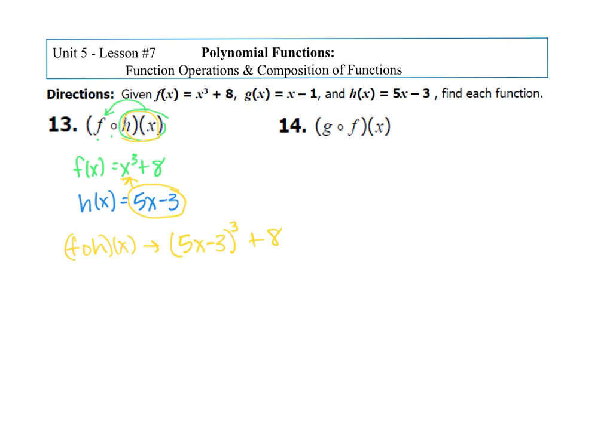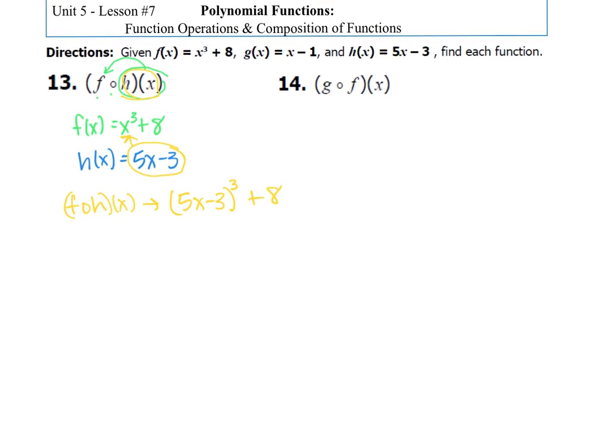Okay, I did not mean to do that. So we're going to move this. I'm just trying to move it up. There we go. We're going to write out 5x minus 3 times 5x minus 3 times 5x minus 3, because it's cubed. Remember, the exponent tells you how many times you have to multiply something. And then we'll drop down that plus 8 when we're done multiplying.